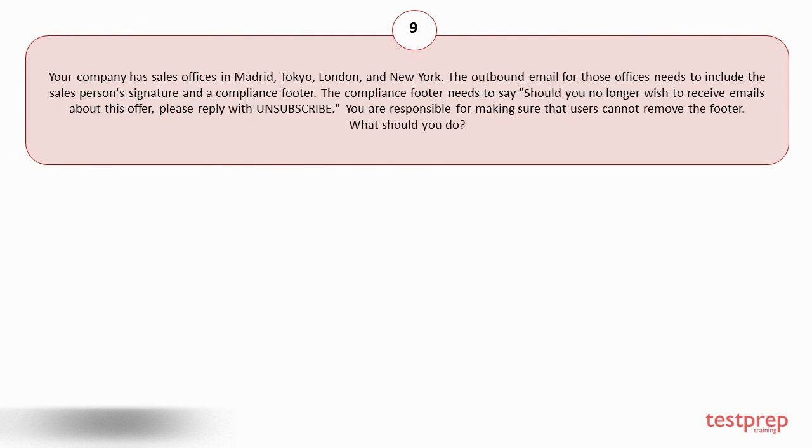Your company has sales offices in Madrid, Tokyo, London, and New York. The outbound email for those offices needs to include the salesperson's signature and a compliance footer. The compliance footer needs to say, "Should you no longer wish to receive emails about this offer, please reply with unsubscribe." You are responsible for making sure that users cannot remove the footer. What should you do?